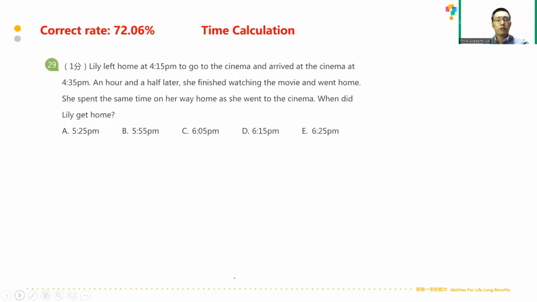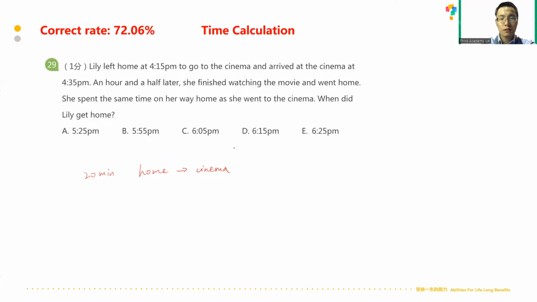Moving on to question number 29. Lily left home at 4:15 p.m. to go to the cinema and arrived at the cinema at 4:35 p.m. So for Lily to go from home to the cinema, we can get the answer through observation. It takes her 20 minutes. So 20 minutes from home to cinema. This is the first thing. And then an hour and a half later, she finished watching the movie and went home.